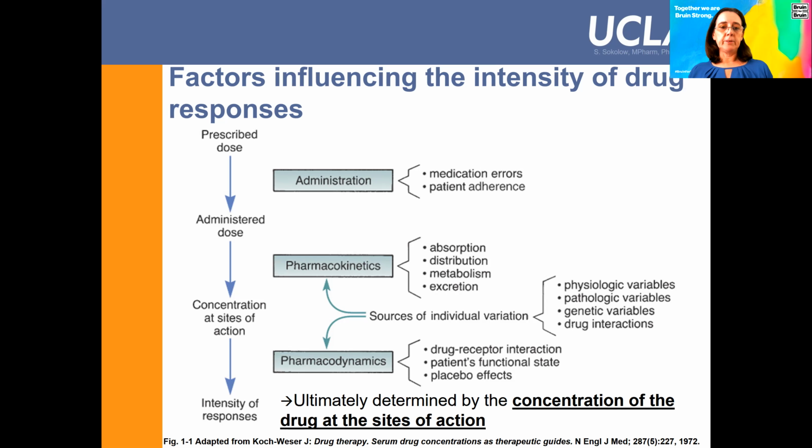Now, there are some other parameters that can have an impact on the intensity of the response, and those parameters are divided into categories. You have the pharmacokinetic parameters, and then you have the pharmacodynamic parameters. The pharmacokinetics relate to absorption, distribution, metabolism, and excretion, and the pharmacodynamic parameters are related to the drug receptor interaction, the patient functional state, and the placebo effect. Now, I'm going to go into more detail on those specific factors, so bear with me on this slide.